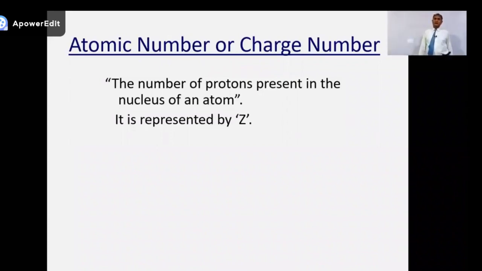Right? Please be on time. It creates problem. It creates disturbance.